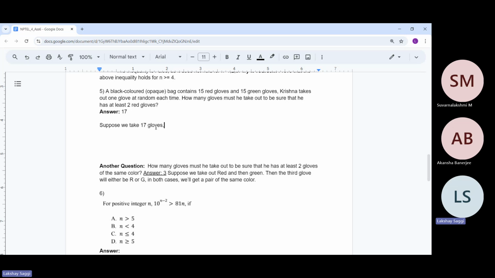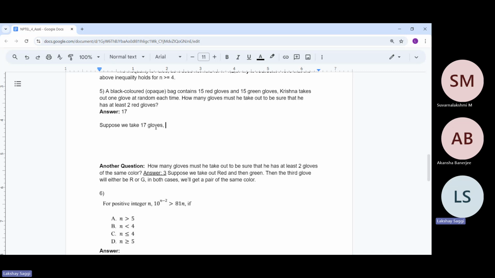So again, what we'll actually need to show is an upper bound, that if we pick 17 gloves, we are sure that we'll always pick at least two red gloves. But we also need to show a lower bound, that if we pick 16 gloves, then it is not possible to always obtain at least two red gloves. I believe this is trivial.